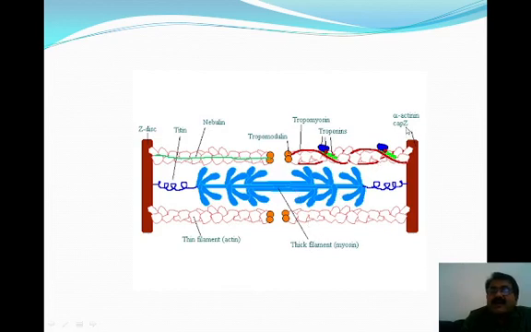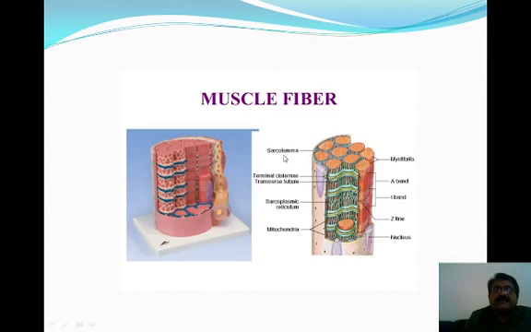Now alpha actinin, which has the cap Z proteins. Then troponins, which have multiple units here. Tropomyosin and tropomodulin are also observed in this diagrammatic presentation.